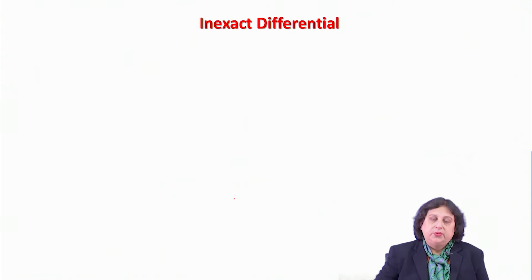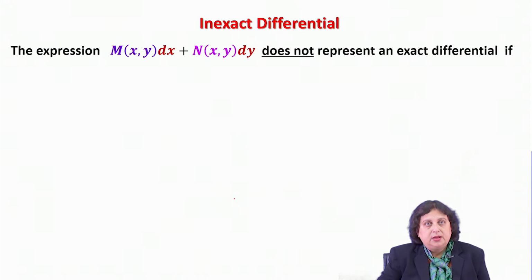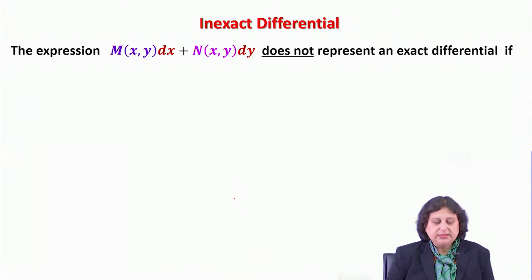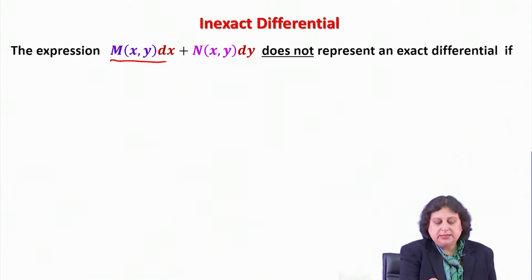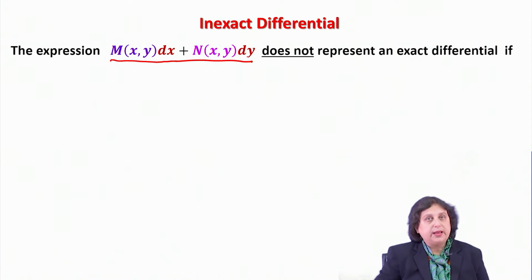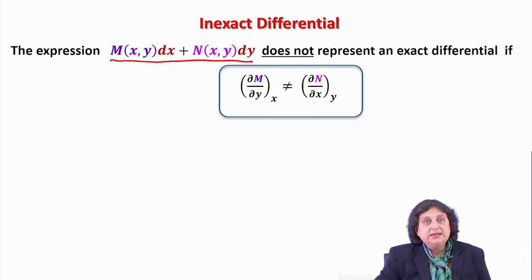This is pretty simple. And in this background, we come back to the question of an inexact differential. Now, what is an inexact differential? If you have a differential which is of this form, m(x,y) dx plus n(x,y) dy, it is not representative of an exact differential if it so happens that del m del y at constant x is not equal to del n del x at constant y. So let us take an example and see how this happens.